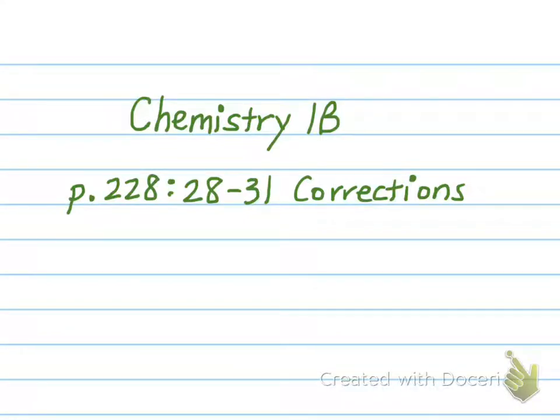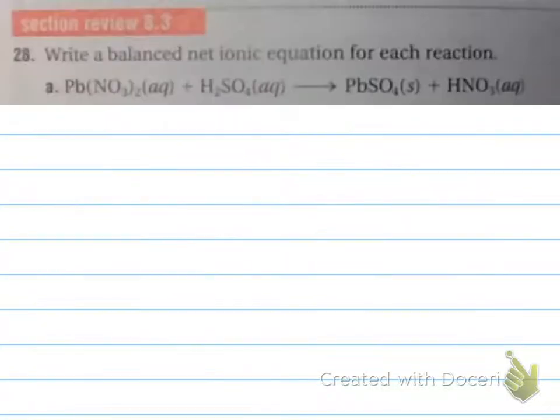Hello, chemistry students. Here are some corrections for page 228, 28 through 31, in case you struggled. So, number 28 says, write a balanced net ionic equation for each reaction.